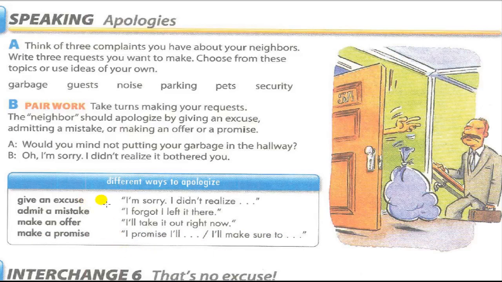Example. Give an excuse. A: Would you mind not putting your garbage in the hallway? B: Oh, I'm sorry, I didn't realize it bothered you. It made you angry. Admit a mistake. A: Would you mind not putting your garbage in the hallway? B: Oh, I'm sorry, I forgot. I left it there. Make an offer.